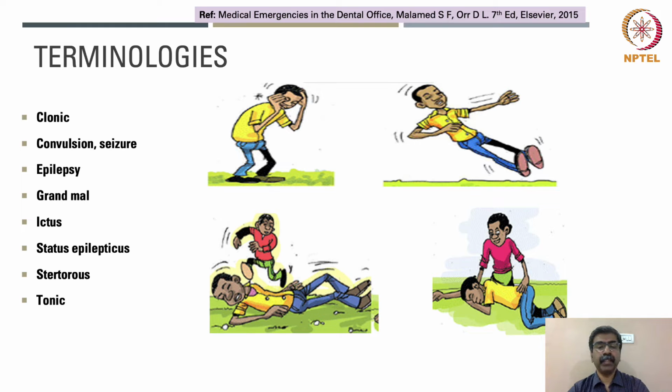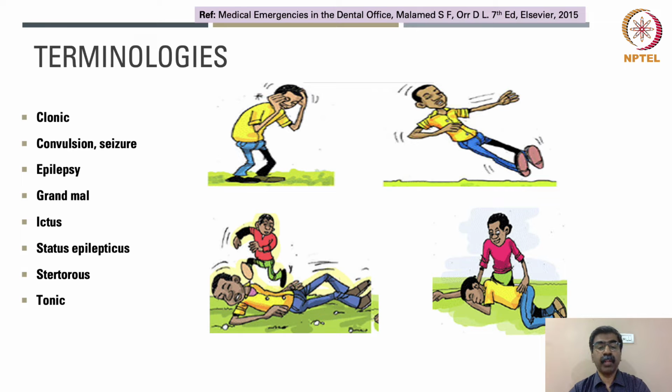Clonic means intermittent muscular contractions and relaxation. The clonic phase is the actual convulsive portion of a seizure. Convulsion or seizure is defined by Jackson in the year 1870 as a symptom which is an occasional and excessive and a disorderly discharge of nerve tissue.